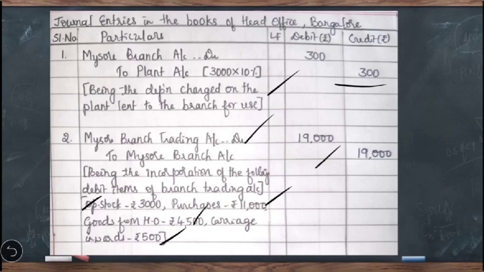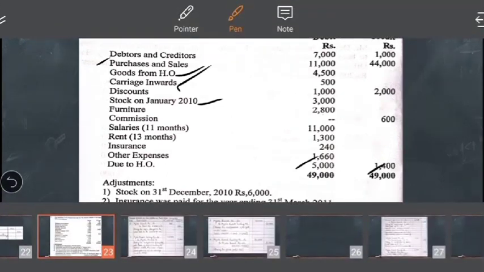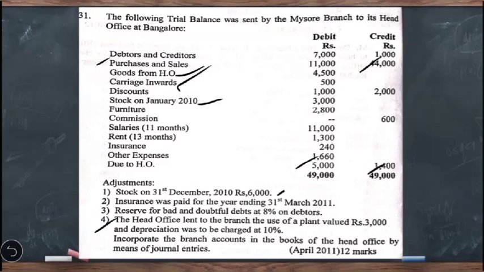Then the second incorporation entry has to be passed for incorporating the credit items of the branch trading account. We usually come across items like sales, then closing stock. Here in the case of branch accounting, we should also include one more item, that is goods transferred to head office or other branches. Let us see what are the items given in this case. Sales they have given, that is 44,000. Then here they have also given closing stock. We don't find items like goods transferred from this branch to the head office or other branches. So only two items we find here.